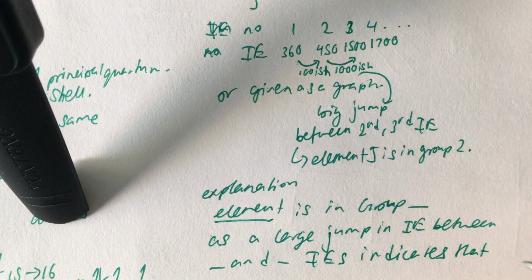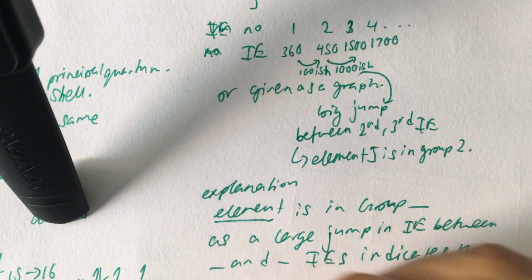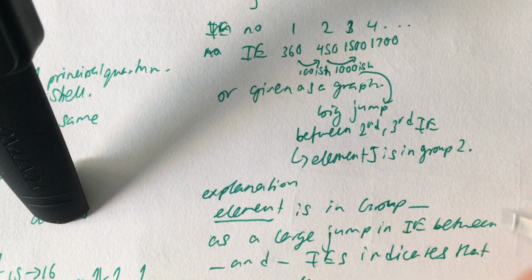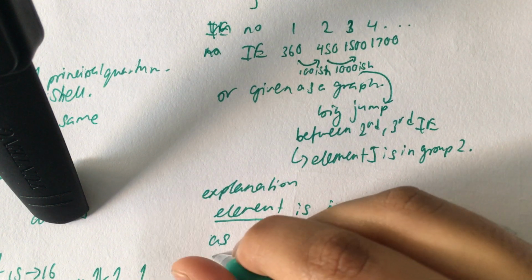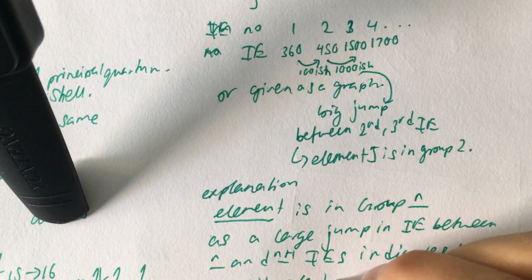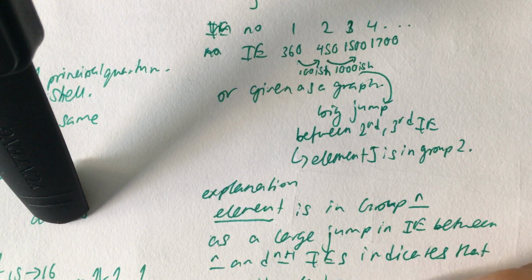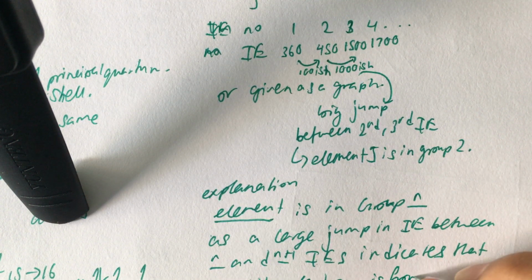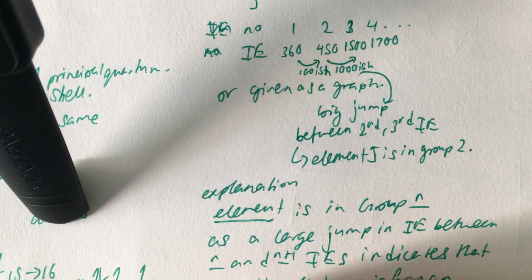So the explanation that you use is generally the location of the jump in IE, and the fact that this means that the third electron, for example, is from an inner orbital, or whatever number electron that you're looking at, the n plus 1 in this scenario. So I think that's about it. We covered all of the learning objectives.